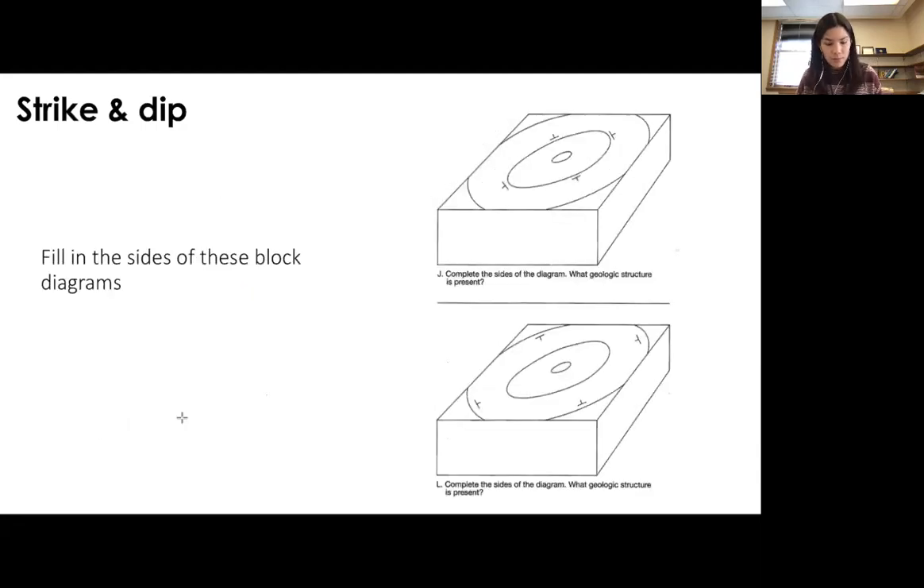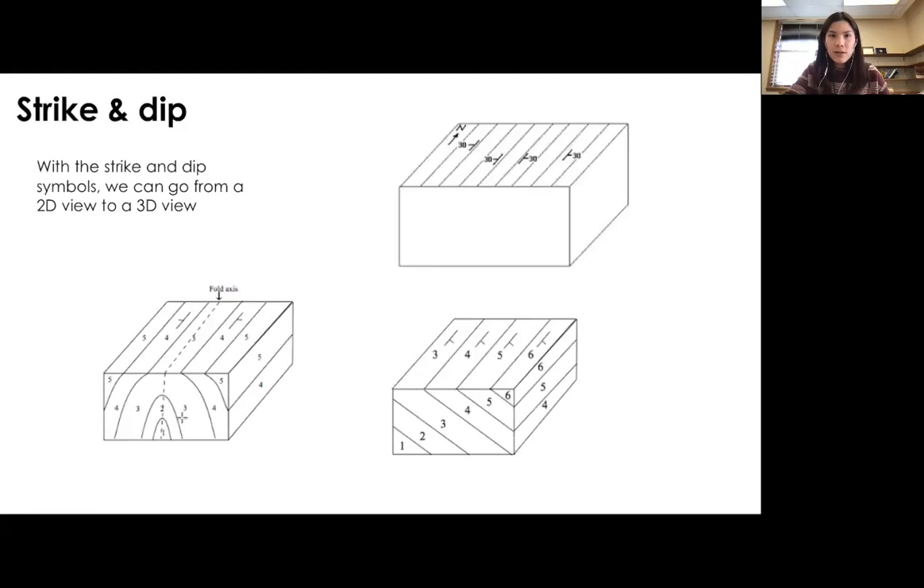Oh, and apparently it does not release the annotations. But this should be a very similar form to this first fold that we drew here, where we've got an anticline with two limbs dipping away from each other at 30 degrees.